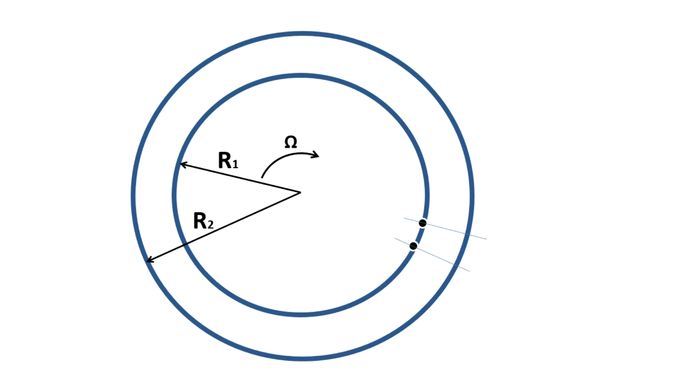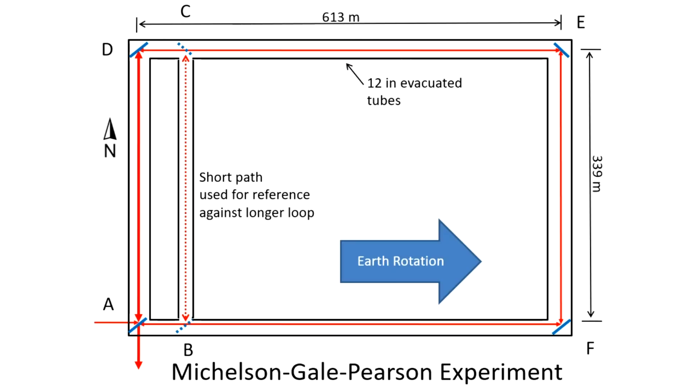Mr. Michelson's genius was that he realized that we don't need to go all the way around an object to be able to make a measurement. Since the tangential velocities of the two rings are different, we just need to compare a small section of the two rings to be able to determine the angular velocity. This is what he did with the Michelson-Gale-Pearson experiment, where Earth's rotational velocity was measured to an accuracy of about 2%.